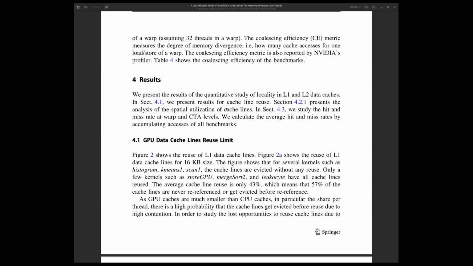All right. So this is a continuation of last meeting's lecture. We're covering a paper called "A Quantitative Study of Locality in GPU Caches for Memory-Divergent Workloads." We're currently at the results section.